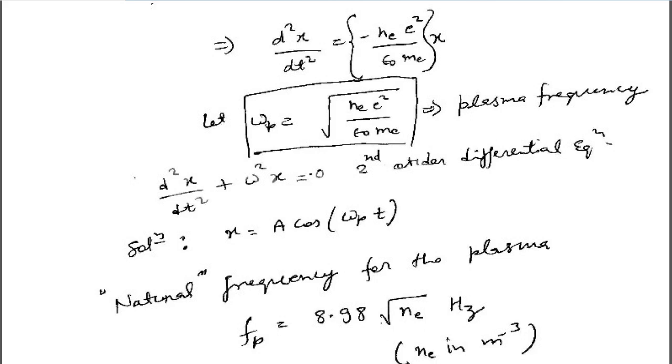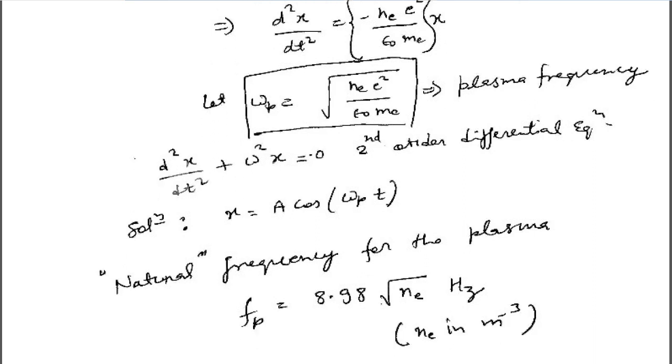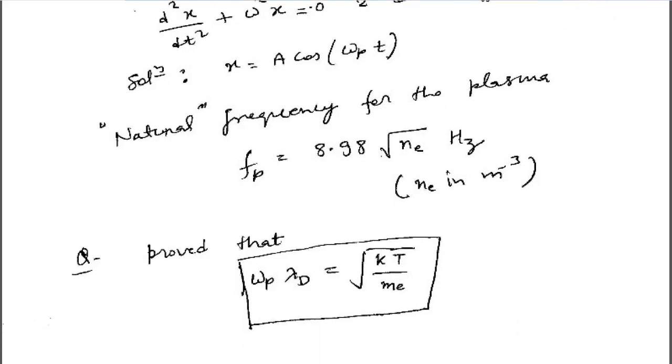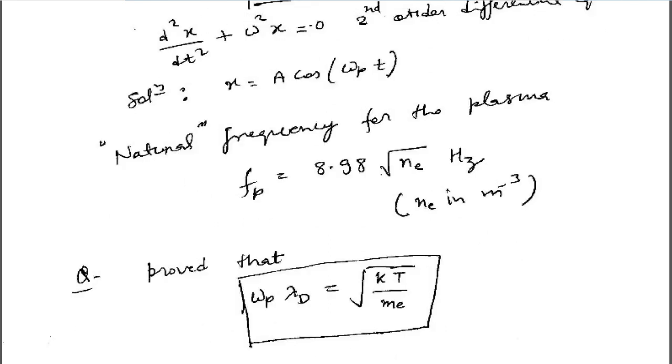You can calculate the natural frequency for the plasma. If you put in the electron charge, epsilon 0 and the mass, you will get f p equals 8.98 square root of n e in hertz, where n is in meter to the power minus three. So you have two relations, one for omega p and another in terms of the natural frequency f p. For your homework, can you prove that omega p, which we know, and lambda d, the Debye length we already know, are related so that the right-hand side gives the square root of kT by m e? You can check and tell me. This is also one expression where both lambda d and omega p appear together.